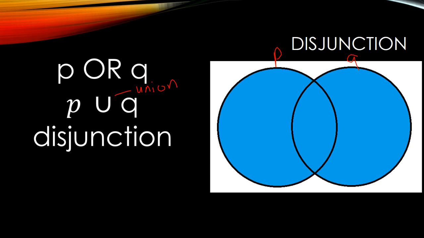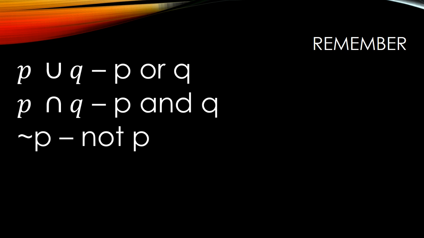So if I gave you P with the union symbol, this means P or Q. This is what you need to remember. P with this, it's P and Q. This means not P. These are the three definition type things you need to be able to remember.